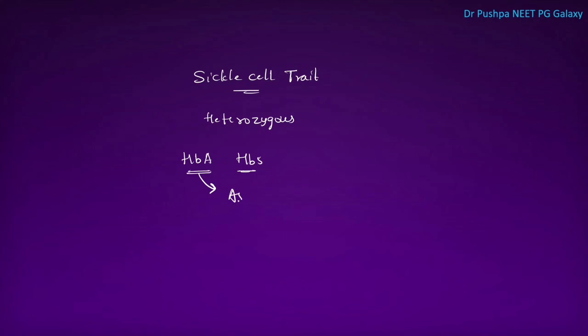There is something called sickle cell trait. It is a heterozygous condition, whereas sickle cell anemia is a homozygous condition. In this, normal hemoglobin is also present and HbS is also present. But this HbA prevents the sickling. So, the patient will be asymptomatic.